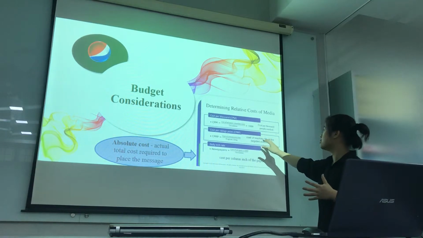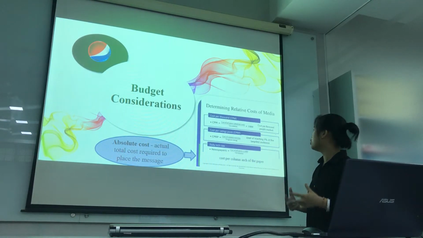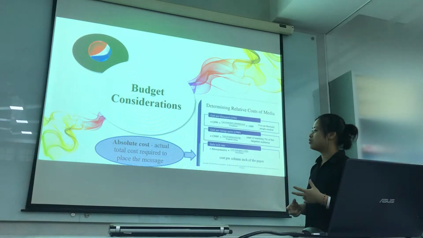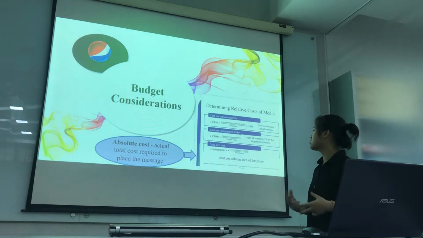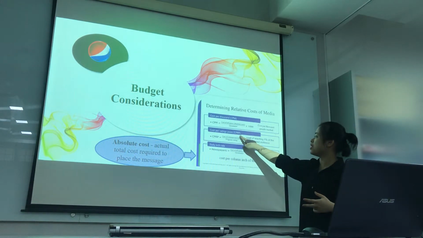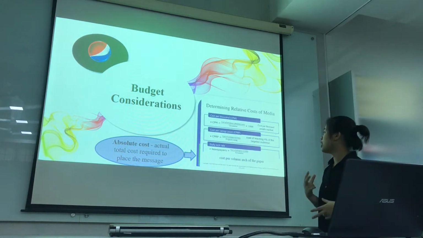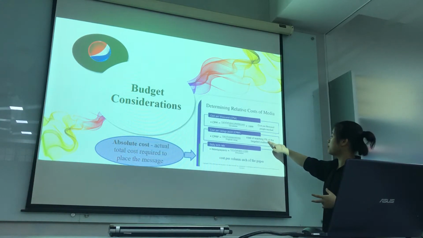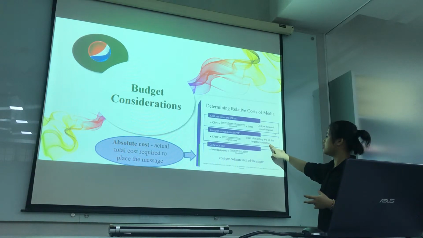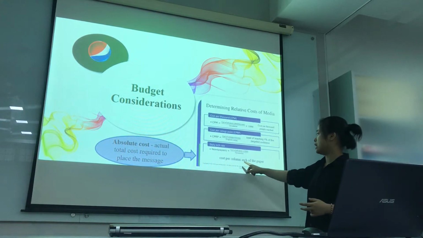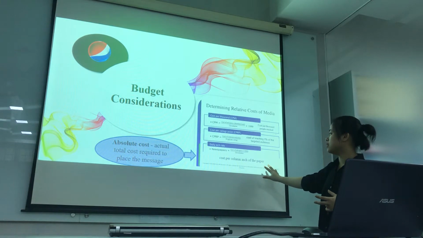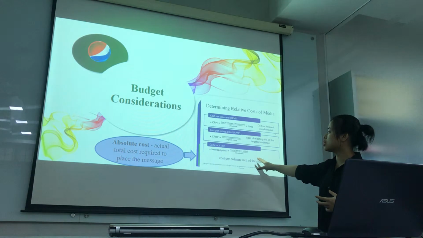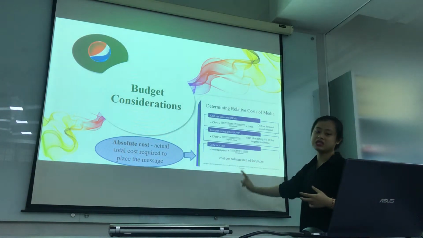CPM means how much you pay to have 1,000 audience members see your ad. And CPRP means how much you pay to reach 1% of the target audience that sees your ad. And daily inch rate means the cost per column inch of the paper. It is applied mostly for newspapers or magazines.